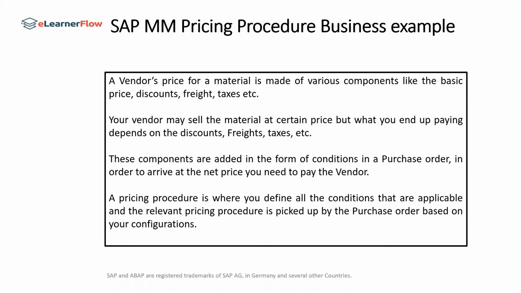So the process of calculating the net price that you need to pay is called the pricing procedure. Now a pricing procedure is set up in such a way that all these components called condition types are sequentially organized and the values are picked up for the relevant condition types using the condition table and the access sequence, and then the calculation is performed on these values to arrive at the net price.